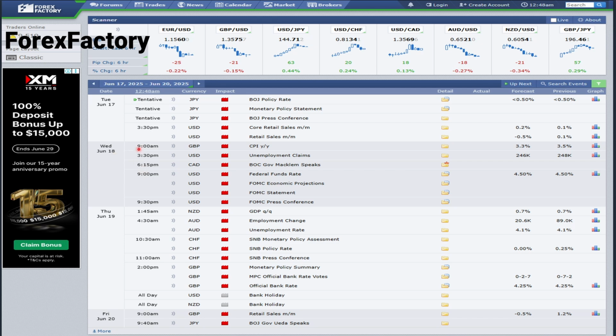So at 9 a.m., we shall be having GBP CPI, Consumer Price Index, year to year. You understand? Previously it was 3.5%, and now it has been projected that it is likely to drop to 3.3%. So this means the consumer price index is going lower. If the consumer price index drops, it means the currency drops in strength. So if the currency drops in strength, it means whatever currency it is attached to, that particular currency will gain weight. For instance, GBP USD.